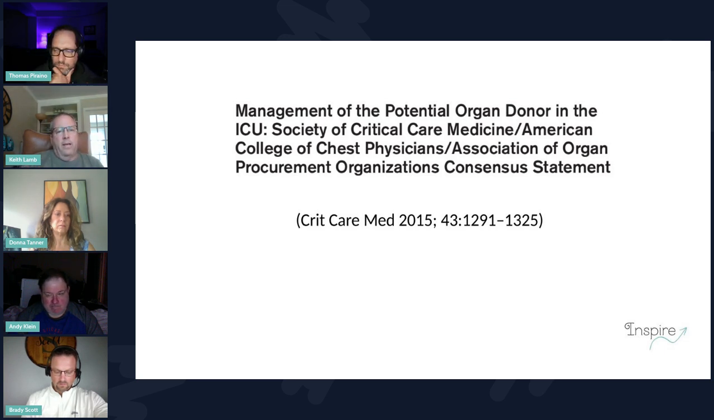So they had a couple of questions that they wanted to try to answer. Now, this document is a very large document, and we can put a link to it in the chat box at some point. I did. Sorry, I just did. Okay, cool. So this document talks a lot about other solid organ procurement also, but we're going to specifically talk about lungs.